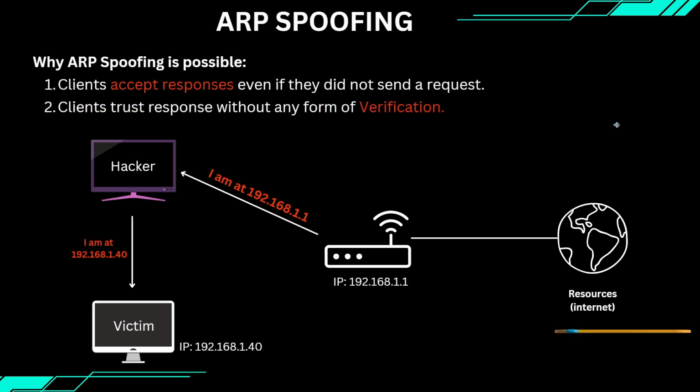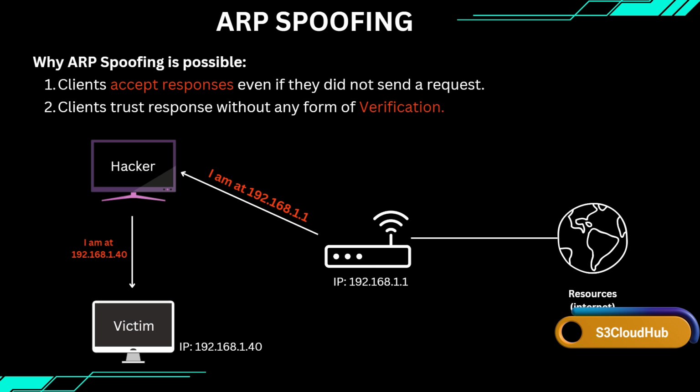So, why is ARP so vulnerable? There are two main reasons. First, devices accept ARP responses even if they didn't send a request. This means a hacker can send a fake ARP message to a device that has not asked for one. Second, neither the router nor the target device verifies the authenticity of the ARP response. This makes it easy for hackers to impersonate other devices on the network.